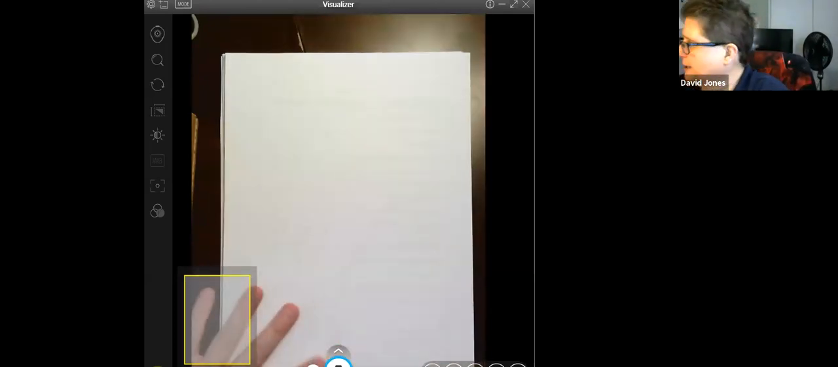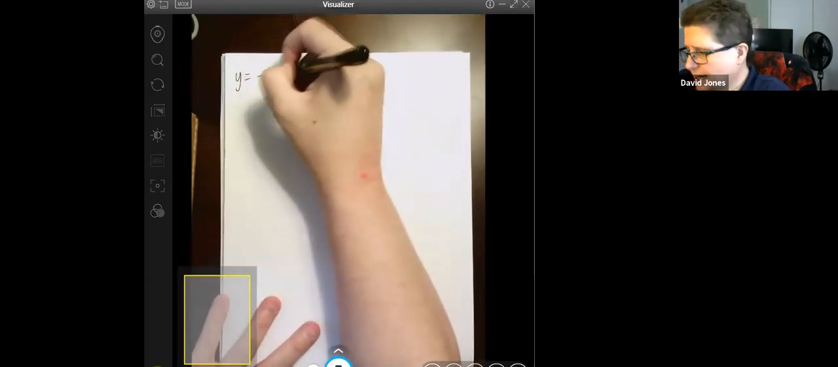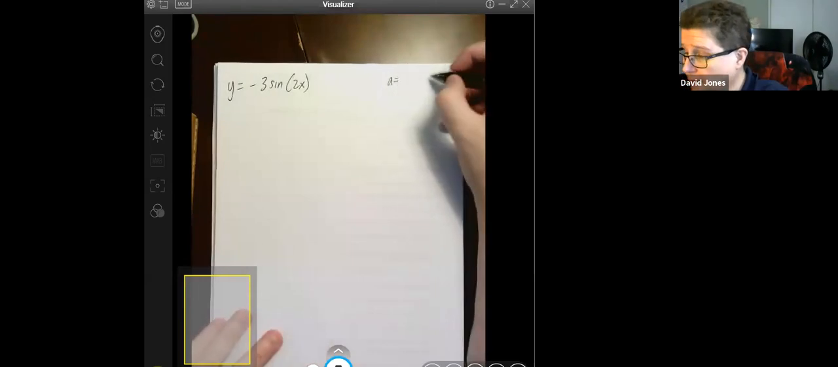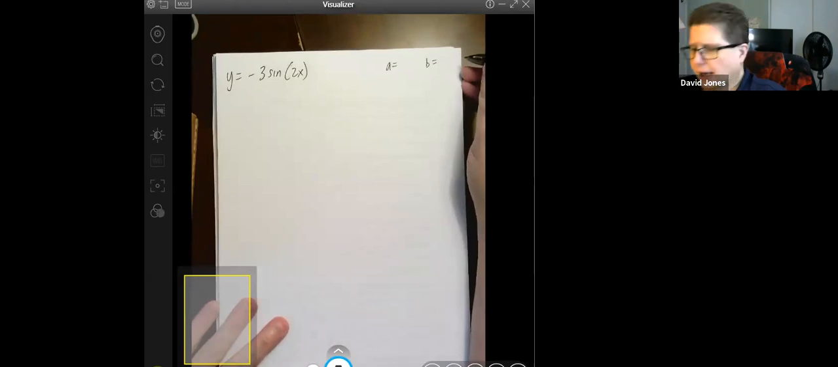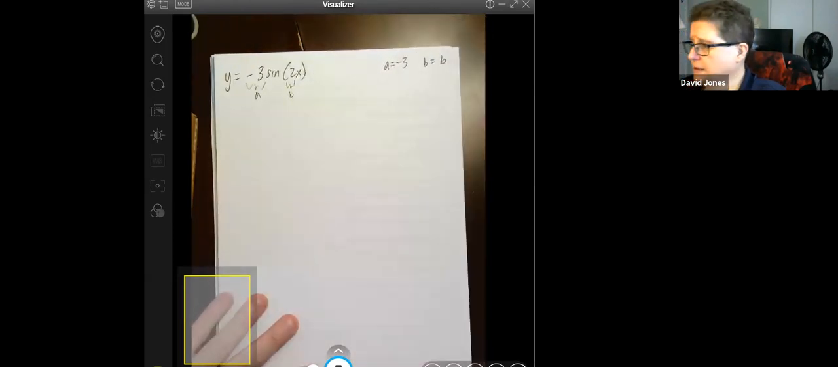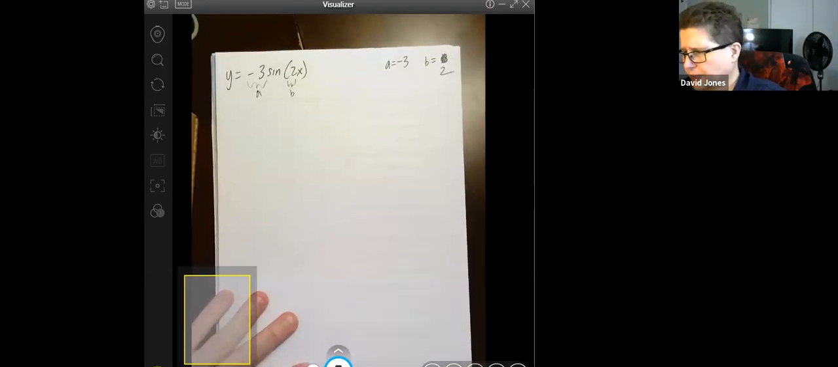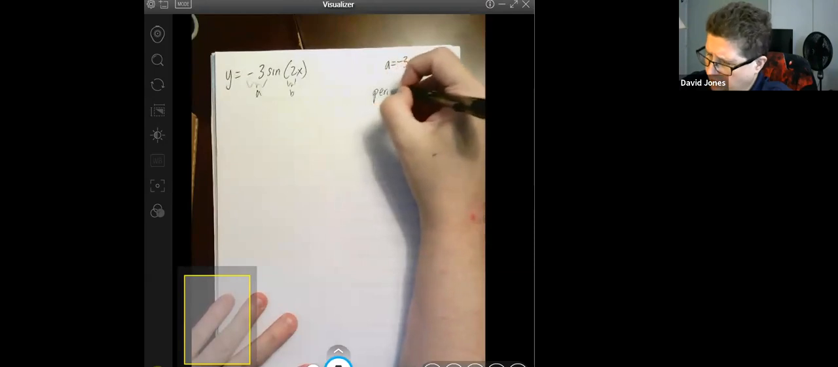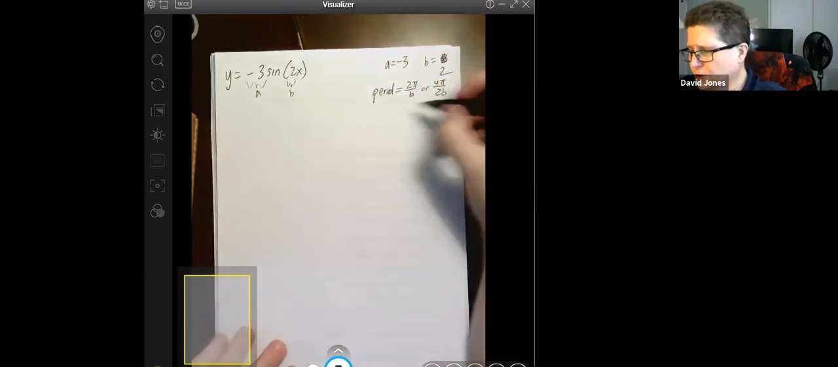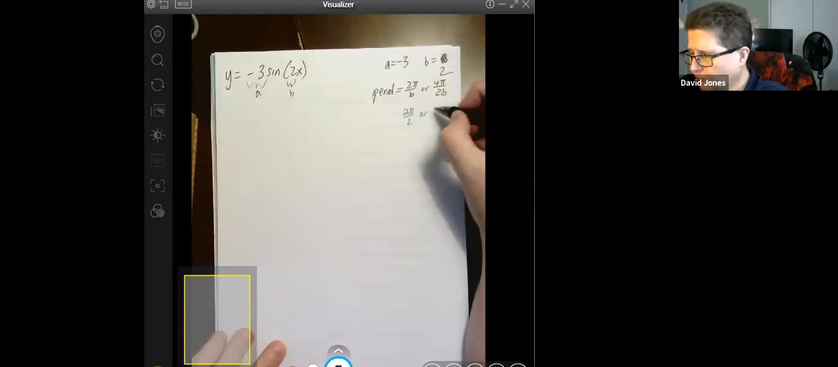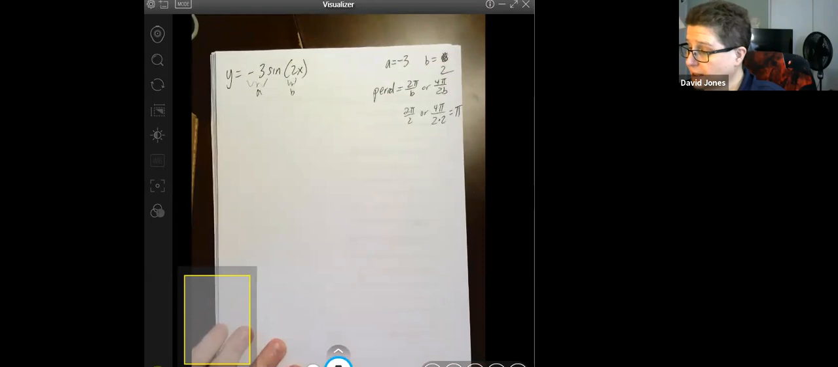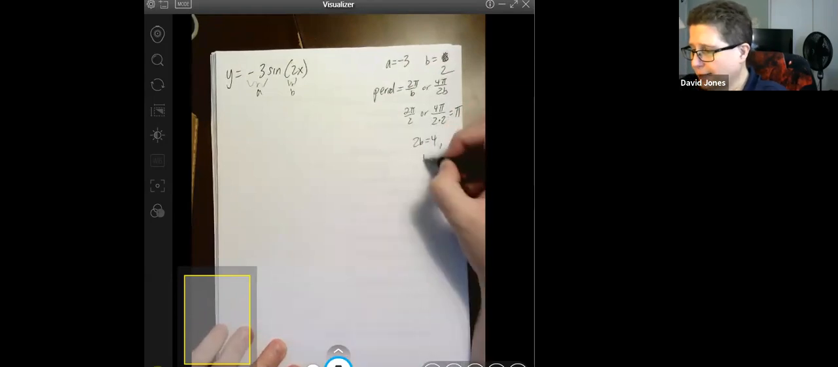Let's start off with y equals negative 3 sine of 2x. So what does A equal here and B equal here? A is the number in front, negative 3. B is the coefficient on x, 2. So the period is 2 pi over b, or 4 pi over 2b. I like the second one, but I'm showing you the first one. 2 pi over 2, or 4 pi over 2 times 2. They both equal pi. The period is pi. It repeats every pi. So 2b equals 4. That's my denominator.